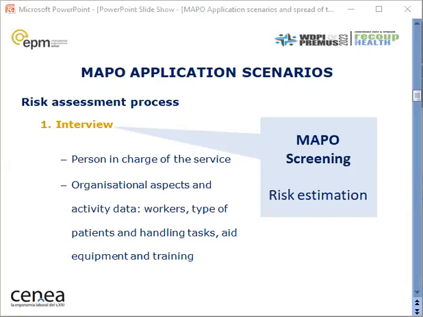The MAPO assessment process consists of two phases. Firstly, an interview with the person in charge of the work. The aim of this interview is to obtain information concerning work organization and activity data, such as the number of workers, number and type of disabled patients, types of handling tasks, aid equipment used, and staff training. With this data, it's now possible to apply MAPO screening and get a risk level estimation.